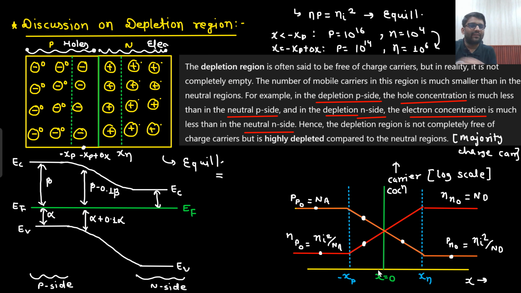Then the important part, some discussion on the depletion region. The only conclusion is that the mass action law will always be valid. N into P equals Ni square will always be valid, right?